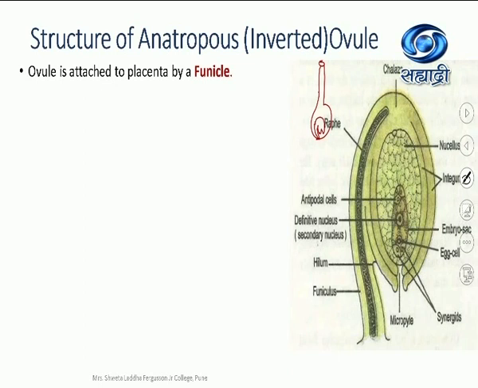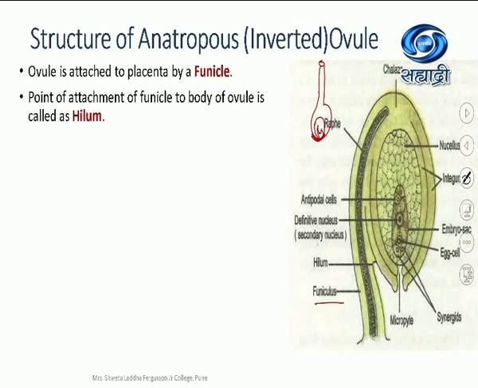So this stalk, and what is there at the bottom? There is the placenta. What is placenta? It is the nutritive layer which is going to provide nourishment to our developing ovule. So the ovule is attached to the placenta with the help of a stalk. And what is this stalk called? Funicle or funiculus. The point of attachment of the funicle to the body of the ovule is called the hilum. Look at this. This point of attachment is the hilum.